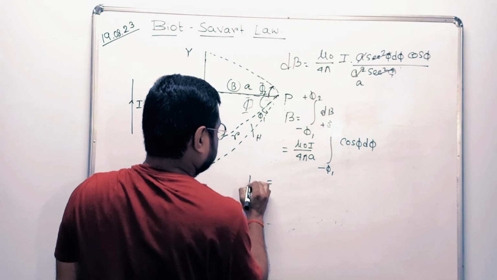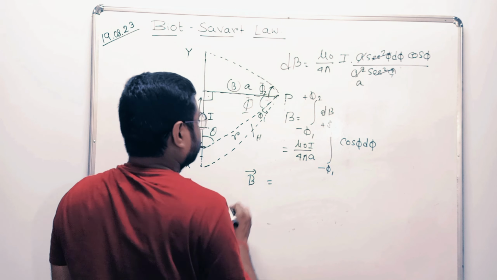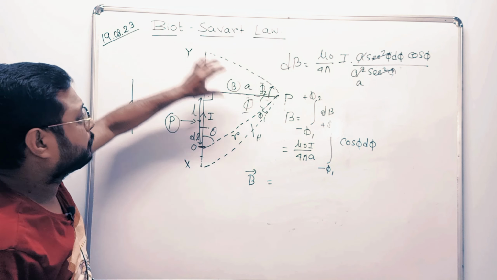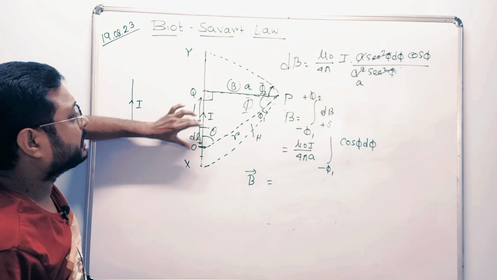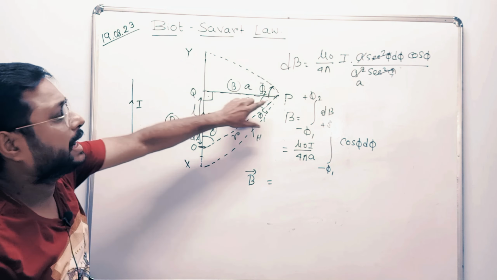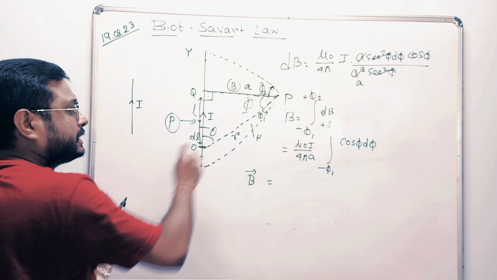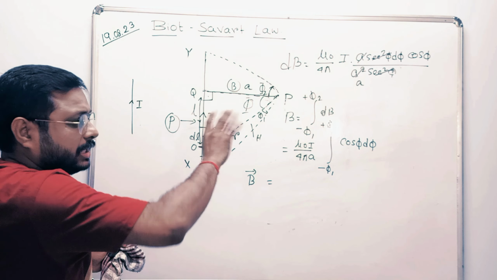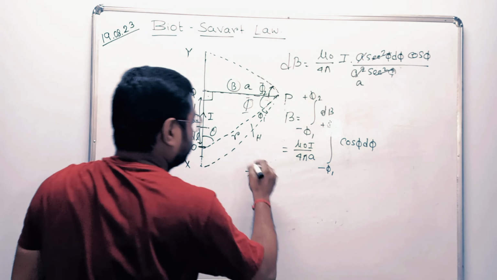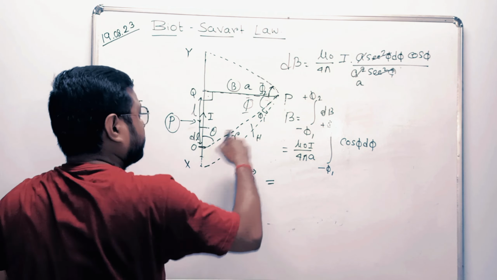So we can say that the total magnetic field at P will be added up over the various elements, because the magnetic field due to each element is in the same direction at P. So we can use integration to sum up all the magnetic fields. So mu naught I by 4 pi a, integral of cos phi d phi, means sin phi from minus phi 1 to plus phi 2.